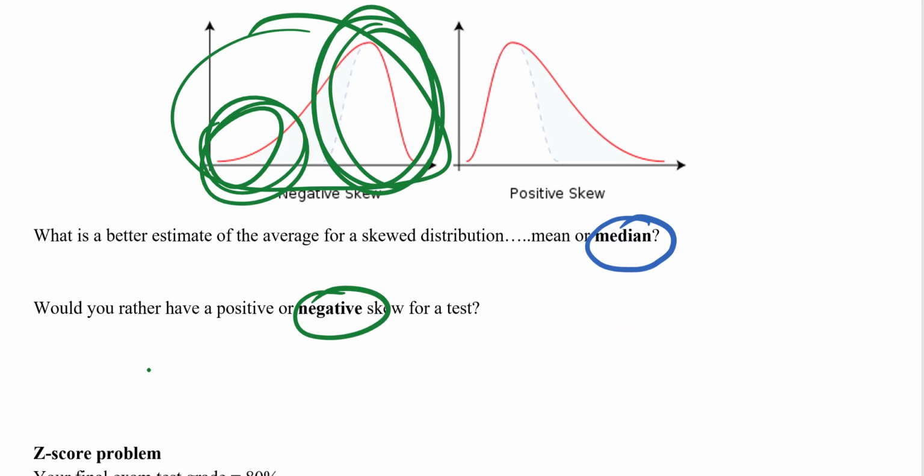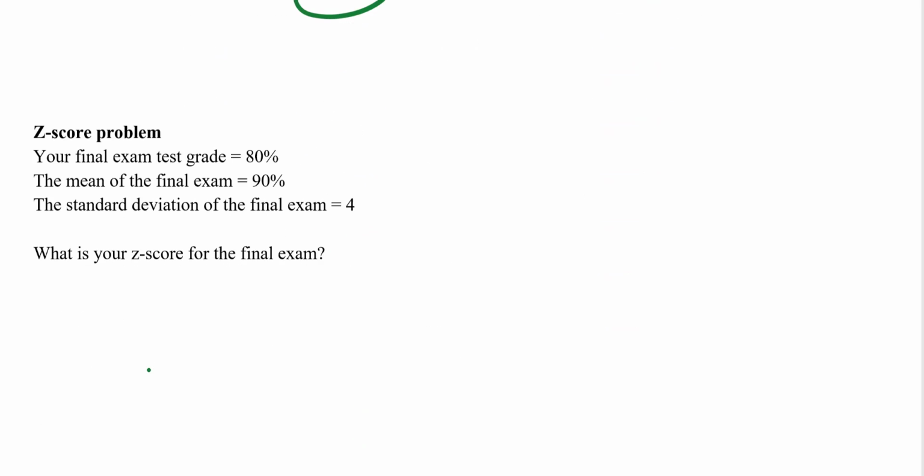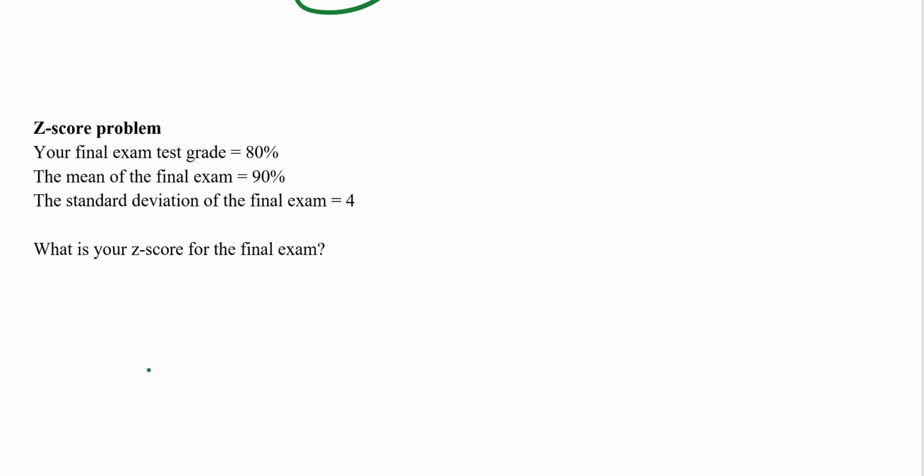Okay, not bad. All right, so let's do a Z-score problem here. Your final exam grade is an 80%, and the mean of the final exam is 90%. The standard deviation of the final exam is 4. What is your Z-score for the final exam? Now, don't you agree that you've scored worse than the mean of the final exam? So you should know your Z-score is going to be negative because you're scoring below the average. And if the standard deviation is 4, for every 4 you go down, that's 1 standard deviation.